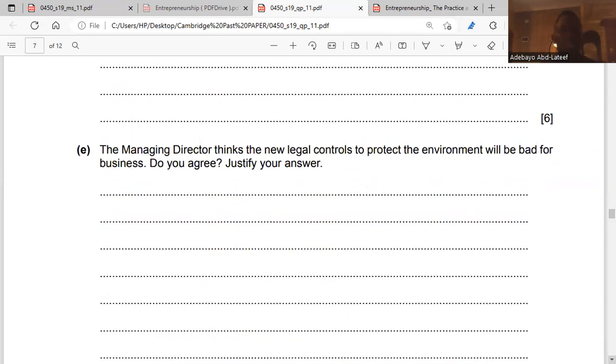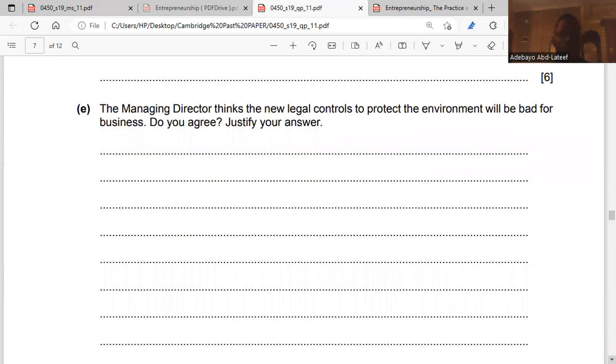And E. The managing director thinks the new legal controls to protect the environment will be bad for business. Do you agree? We could say yes and we could say no. So let's talk about yes and no. For yes, I would say yes because reducing chemicals for the paints might reduce the quality. Do you get that? So if you are reducing the chemicals you are using for your paint, it means you are reducing the quality of the paint. And reducing the quality of the paint might make customers stop buying from you. So it could reduce revenue for the business.